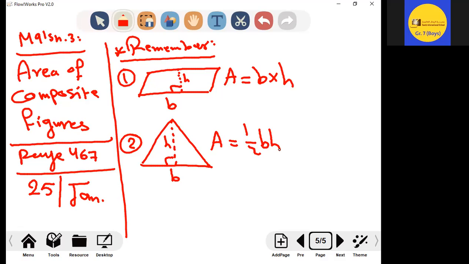If you have any parallelogram and you divide it into 2 equal parts, you have 2 triangles, right? So the area of the triangle is half the area of the parallelogram. Got it? Done? Part 3, we have trapezoid. Let's remember the trapezoid together.